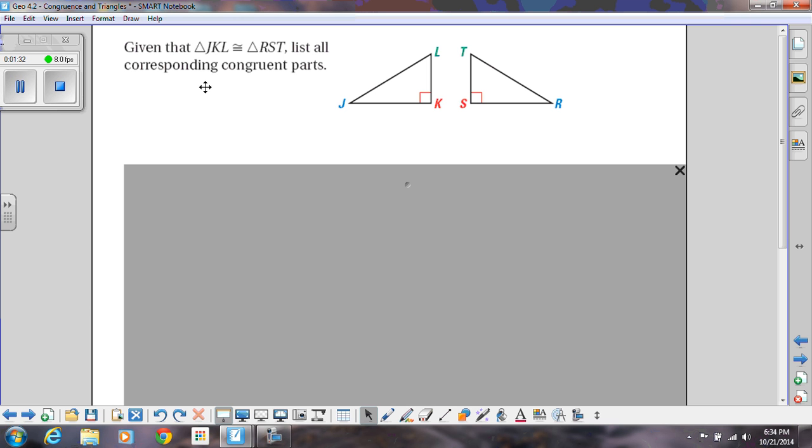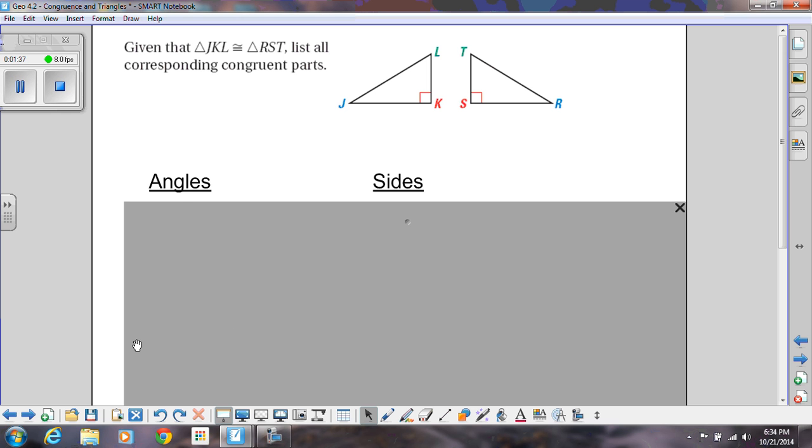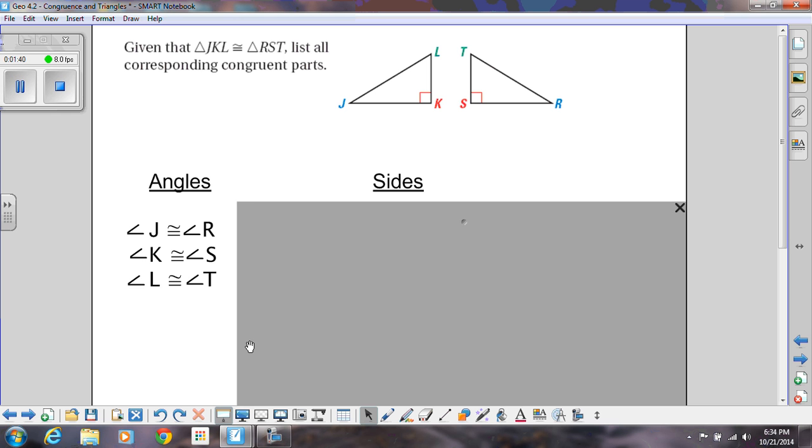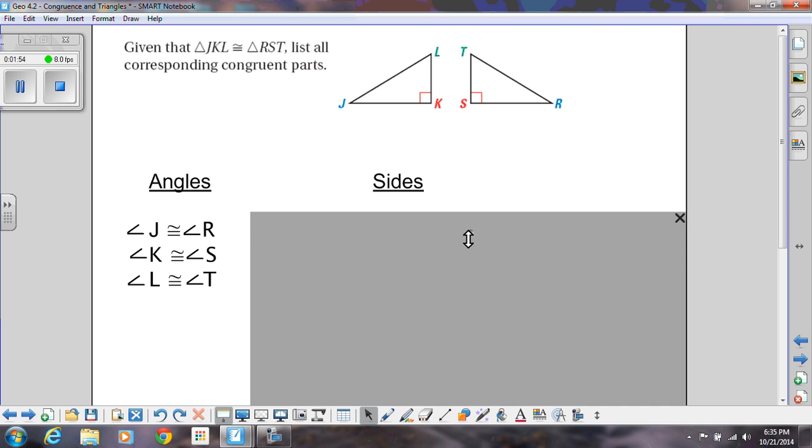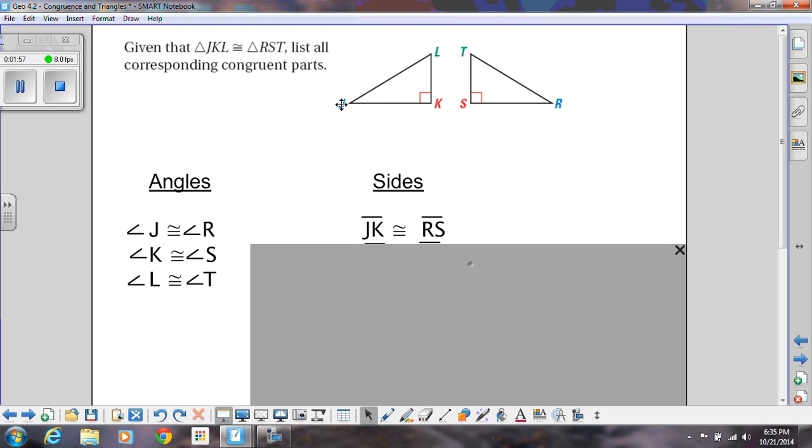When they say list all of the corresponding congruent parts, that means that we have to list both the angles and the sides that are congruent in the triangle. So we just talked about all of the angles that are congruent, and this is all you have to say to list that. So angle J is congruent to angle R, and so on. Now the sides, just make sure that when you list a side, you're using two letters, and that you use the segment bar above them. So for example, if I'm doing JK, then it's going to be congruent to RS. Notice that I did not list this as SR. I need to make sure that if I do J first, that I do R first over here. And also notice that I have the segment bar above them.